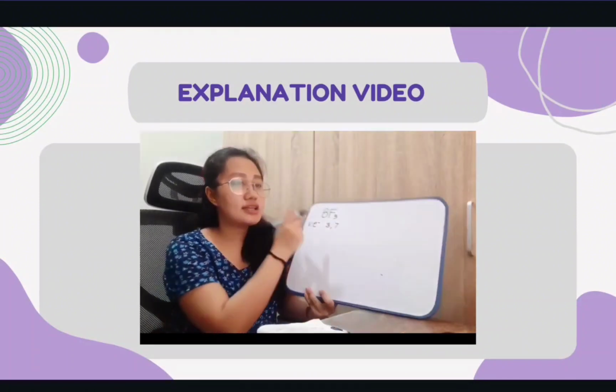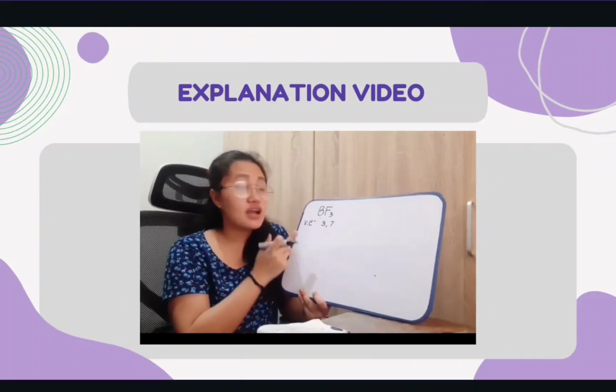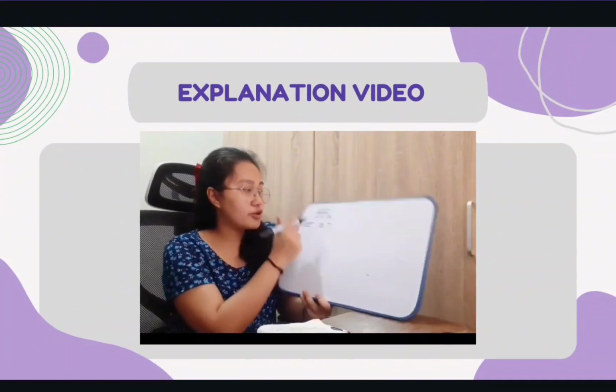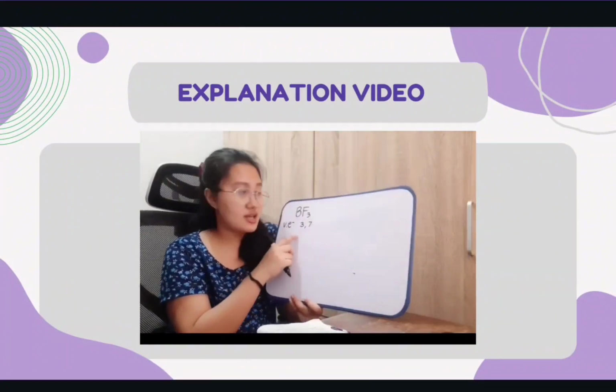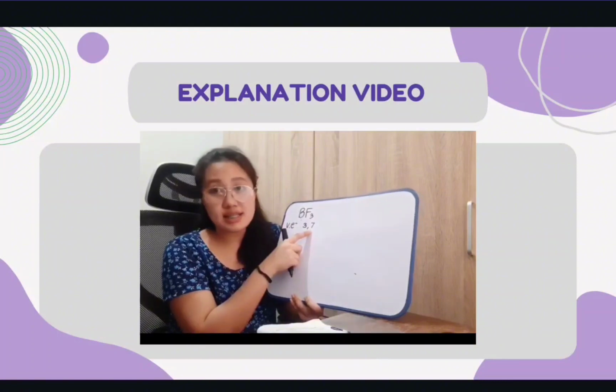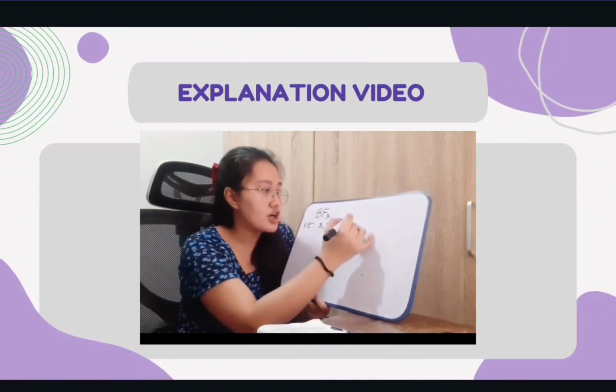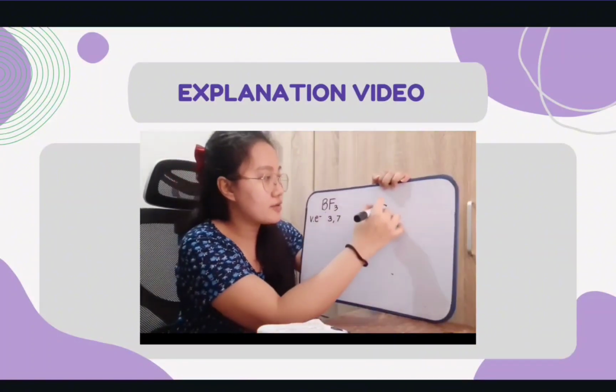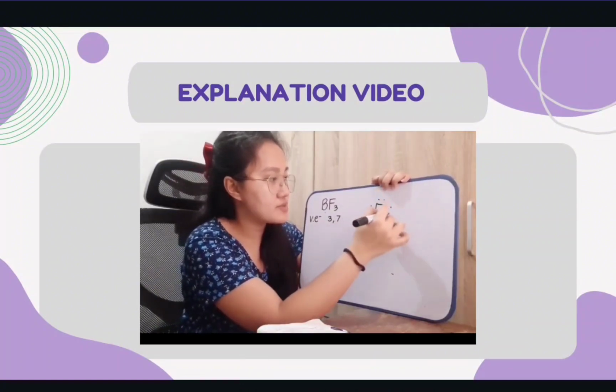So, let's say for example, let us have boron trifluoride. Boron has 3 valence electrons and fluorine has 7 valence electrons. When we draw it, our fluorine has 7: 1, 2, 3, 4, 5, 6, 7.